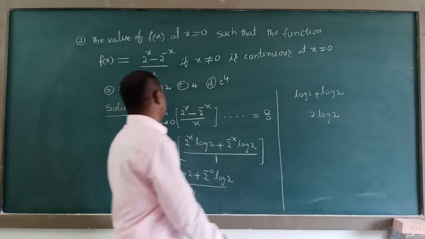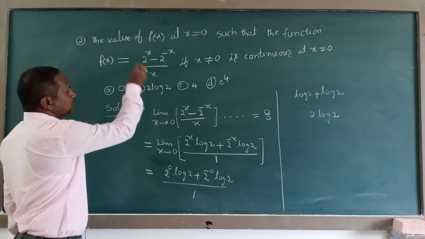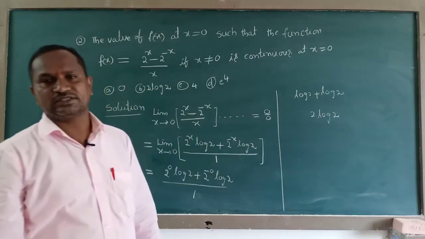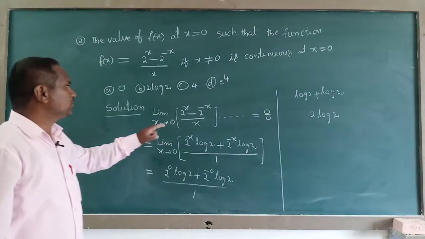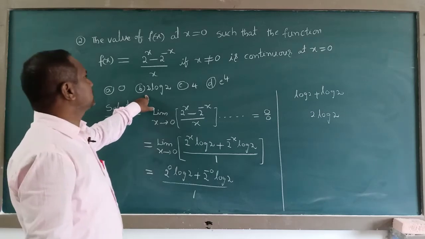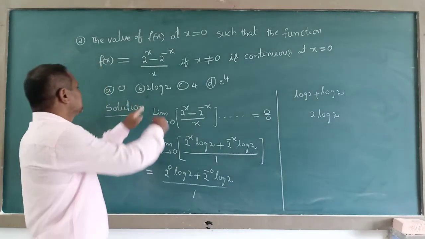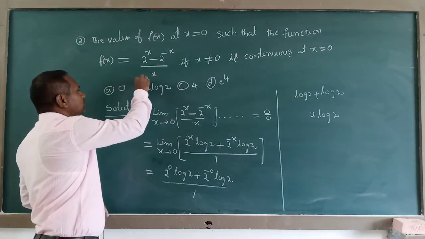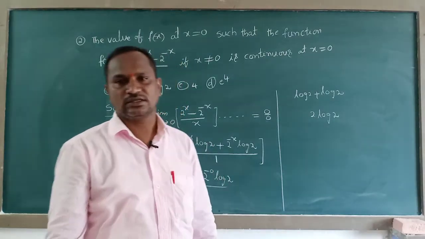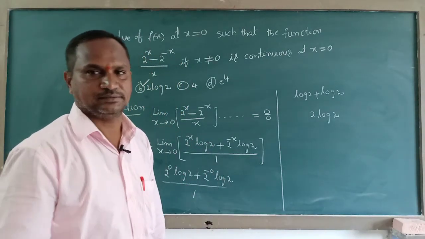2 log 2 means, in the second option it should be written as 2 log 2. Now we got 2 log 2 in the second option. The 2 log 2 is the correct answer for this question. That is, 2 log 2 is the value of the function at x equal to 0. That's why the second option is the correct option for this question. Like that we solve this question. Now let us solve another question.